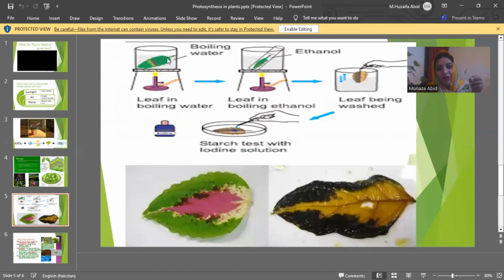We will take the leaf, we will boil it, we will then take that leaf and put iodine on it, and we will see the result. The green parts have done photosynthesis. The green part has now changed into blackish brown. Iodine is telling us that it has done photosynthesis. So what is this test telling us? Iodine test. Iodine changes into bluish black when starch is there. So the test of photosynthesis is iodine.